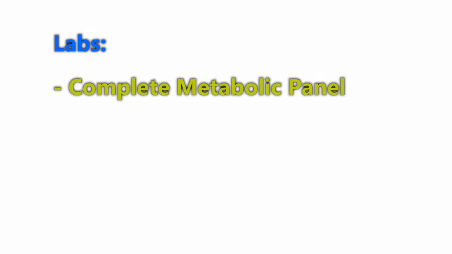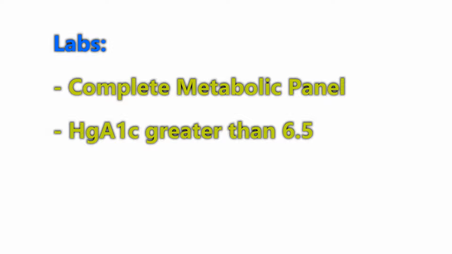Labs that we should do when trying to evaluate a patient for type 2 diabetes is a complete metabolic panel. It will show us an elevated glucose. Sometimes creatinine can be elevated, or elevated liver enzymes, indicating possibility of non-alcoholic steatohepatitis or NASH. Hemoglobin A1C should also be evaluated. This gives us an average blood glucose for the last 3 months, and when it's found to be greater than 6.5 is an indication of diabetes. A hemoglobin A1C of 5.7 to 6.5 is pre-diabetic.